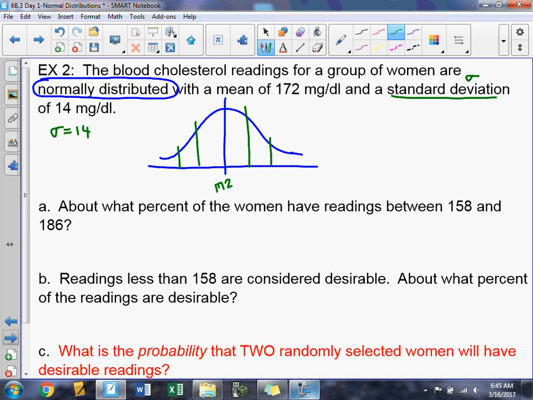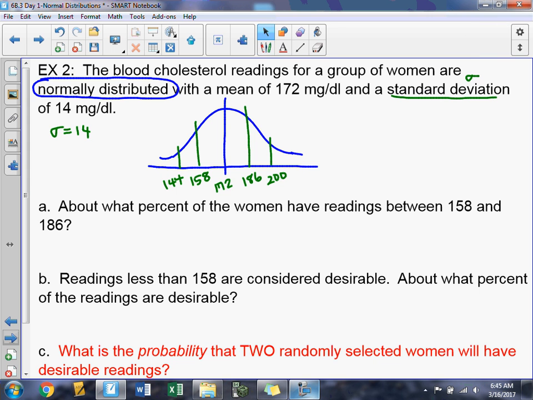So if I take 172 and I add 14, I get 186. If I add 14 again, I get 200. If I subtract 14 from 172, I get 158. If I subtract 14 from that, I get 144. Okay, and I can keep going.